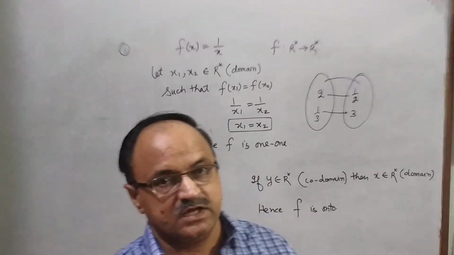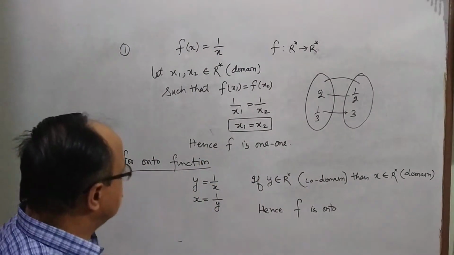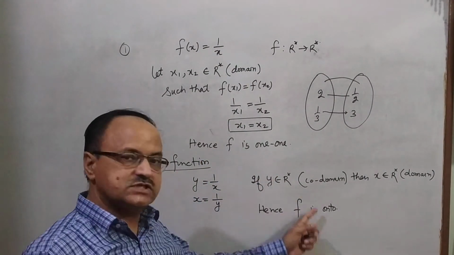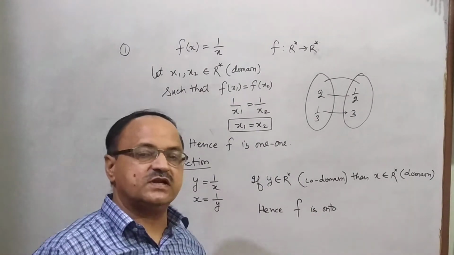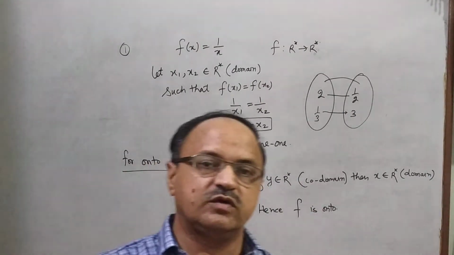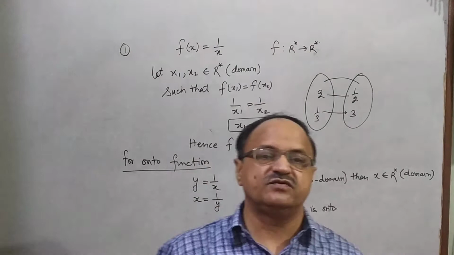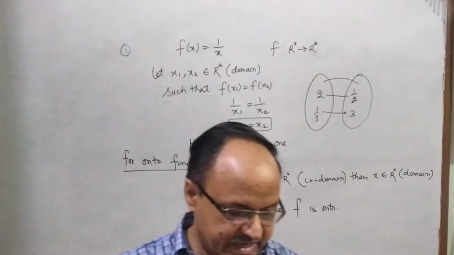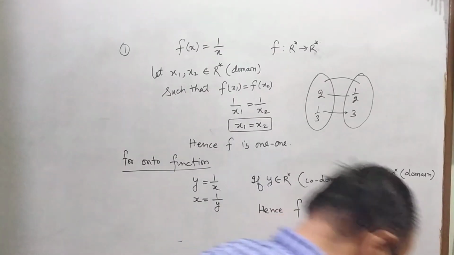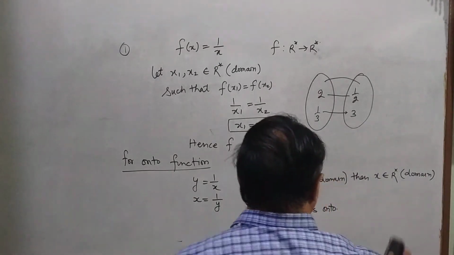So now you can say this function is 1-1 as well as onto. So overall you can say it is a bijective function. Clear? Next.